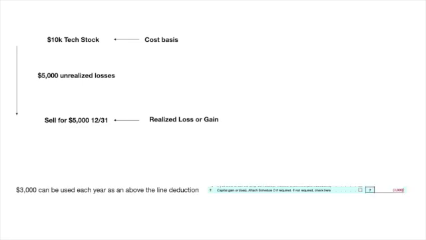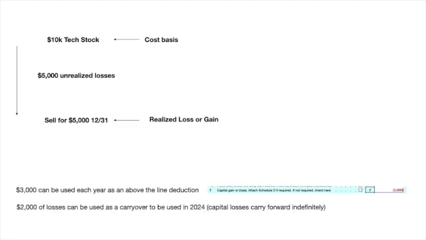So every year, $3,000 of losses in your taxable investment accounts can be used to offset or as an above the line deduction to your taxes. So each year, line 7 of your 1040, you can use up to $3,000 of losses as a tax deduction. And then going forward, you can always carry forward your losses. So if you have a year where you lose a lot and you realize a lot of losses, you could do $3,000 each year into the future as needed or as available.